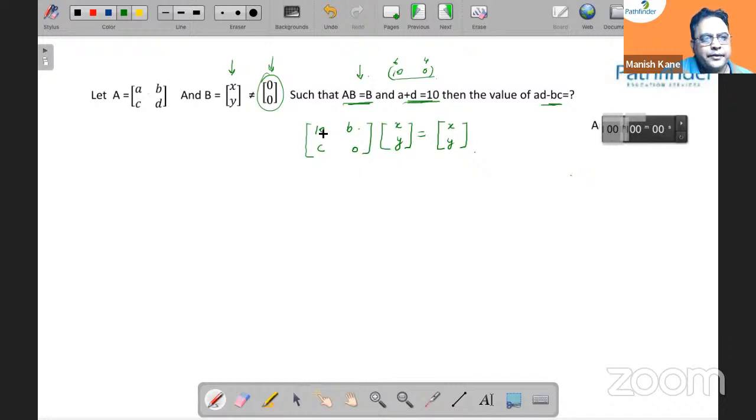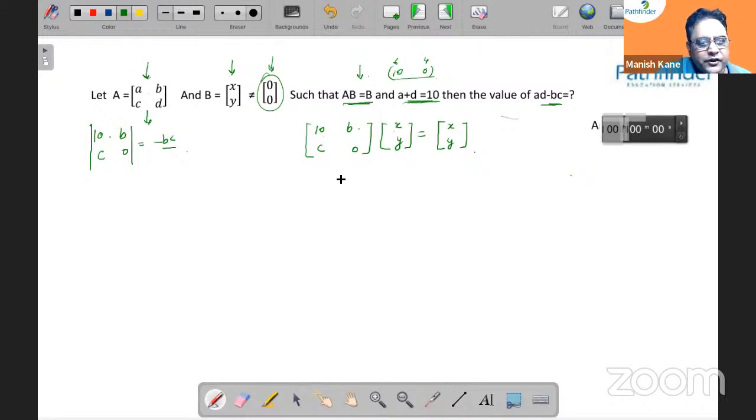Now, what does that mean? 10x. Okay. Now, AD minus BC is basically the determinant, right? So what is the determinant of A? I have taken as 10, B, C, and 0. If I take the determinant, I will get minus BC. So essentially, AD minus BC is nothing but the determinant of A.